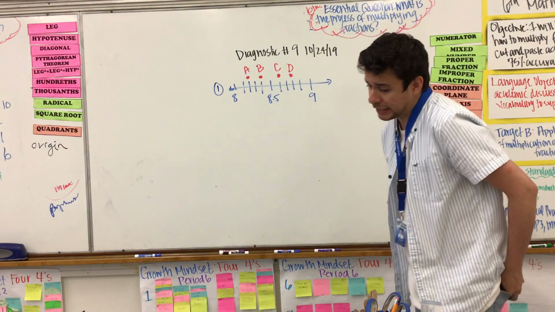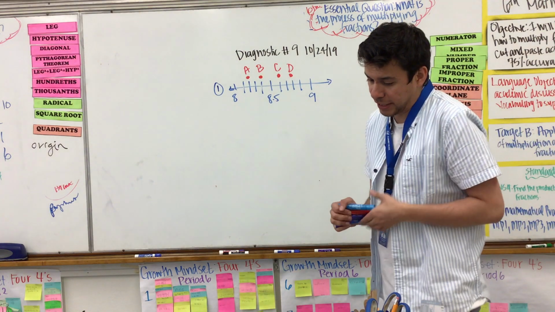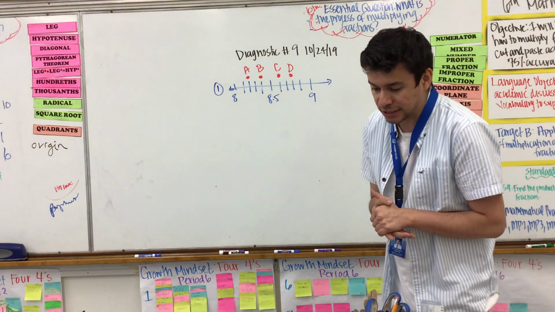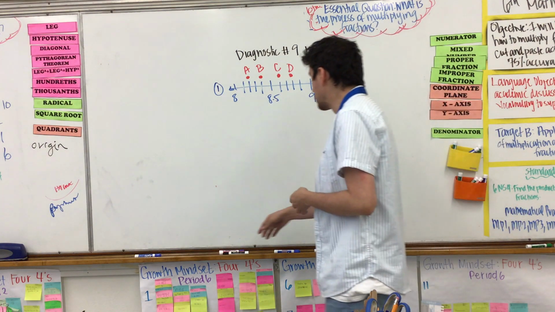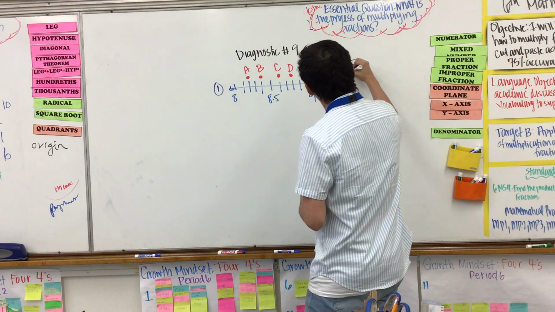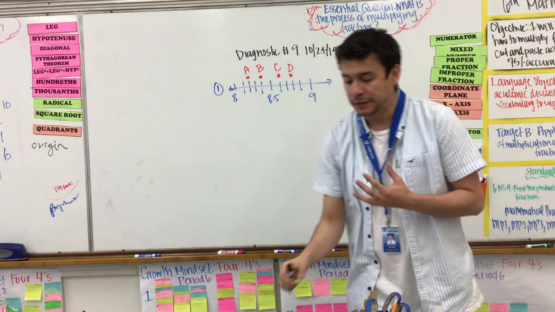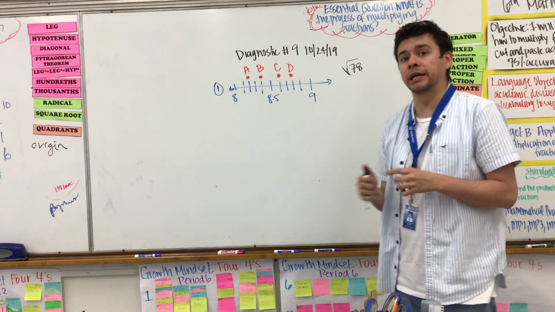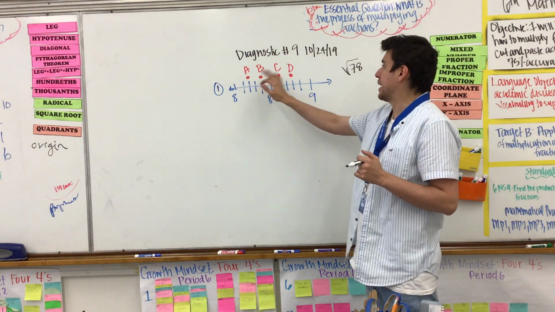So for the first one, it says, which letter below shows the best approximation for the square root of 78 to the nearest tenth on the number line? So we have the square root of 78. Now this question should be very easy and straightforward. They give you a number line, okay? And they tell you it's A, B, C, D.